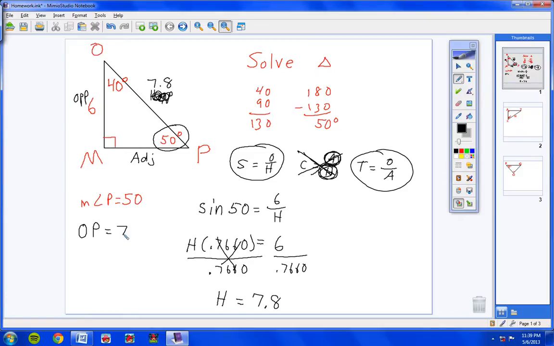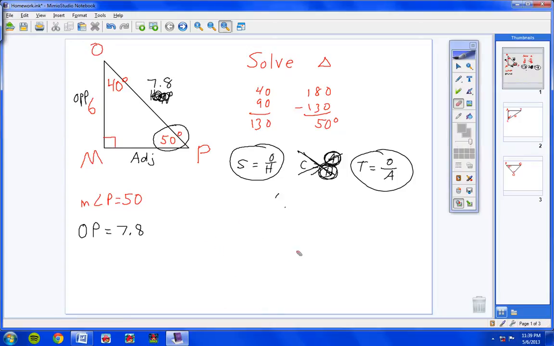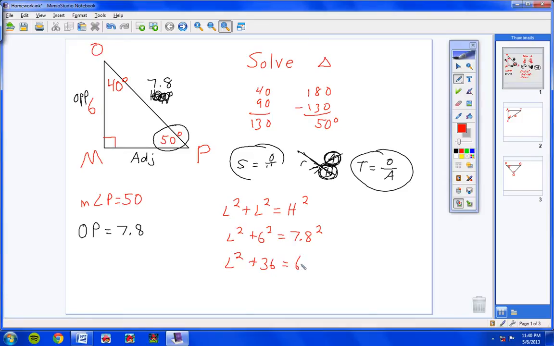So OP equals 7.8. Now, we know two sides, do we not? So what would be wrong with Pythagorean's theorem? Nothing at all. That would be a great idea. So leg squared plus leg squared equals hypotenuse squared. One leg, the adjacent side, we don't know. The other leg is 6, so 6 squared. And the other side is the hypotenuse, 7.8 squared. Well, if you square 6, you will get 36. And if you square 7.8, you will get 60.84.